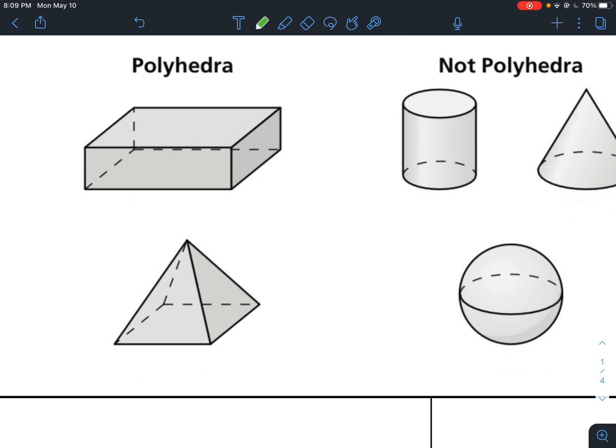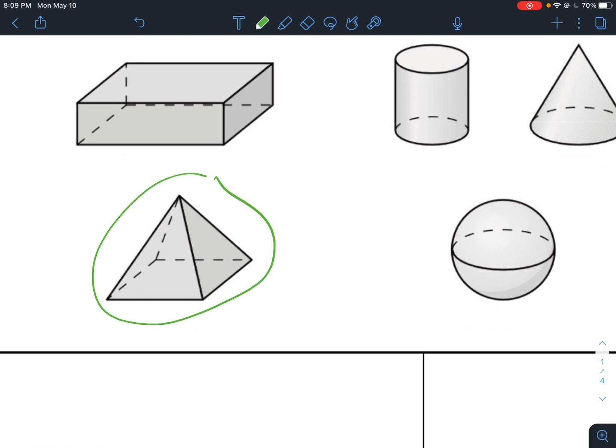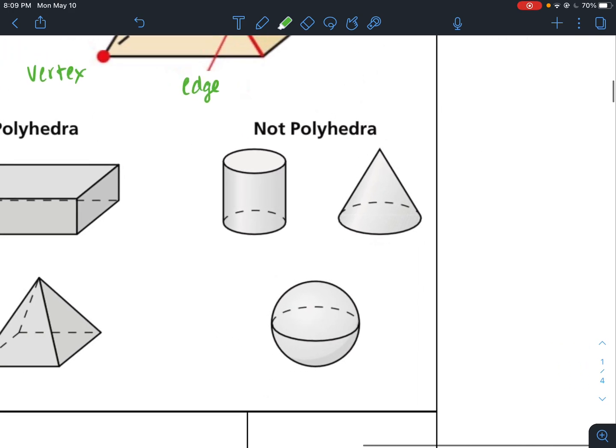Here in this first one you can see it's composed of rectangles. And here it's composed of a square as the base and then triangles as the other faces. These others are not polyhedra, these are more cylindrical shapes. You can see it's a circle here, a circle here, and a sphere. Circles aren't polygons, so they are not polyhedra.